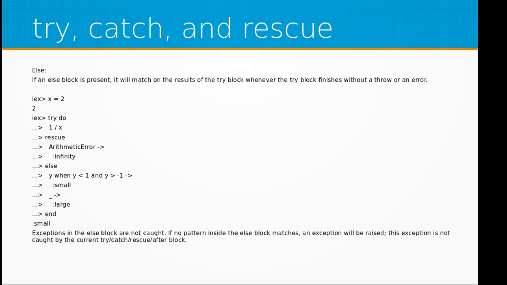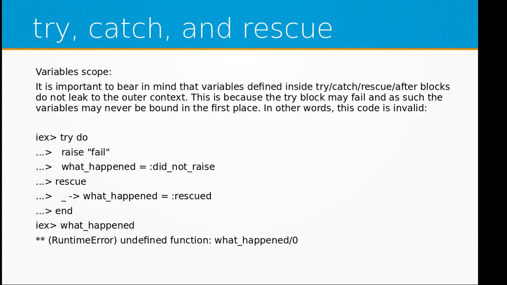Let's look at the else keyword. If an else block is present, it will match on the results of the try block whenever the try block finishes without a throw or an error. So the else block executes when the try block succeeds. Exceptions in the else block are not caught. If no pattern inside the else block matches, an exception will be raised. This exception is not caught by the current try, catch, rescue, after blocks.